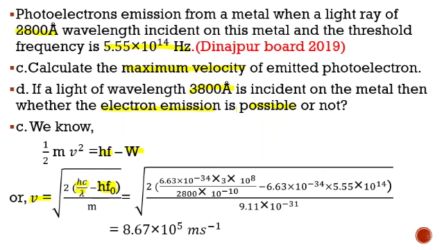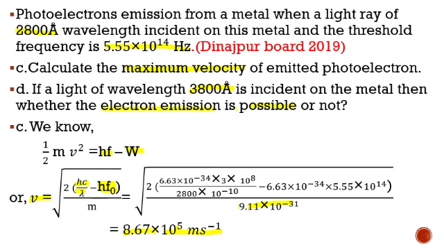Now we will put the values over there. Instead of h we will write 6.63 into 10 to the minus 34, and c is 3 into 10 to the power 8, and f0, that means the threshold frequency which is available in the question, 5.55 into 10 to the power 14, and mass of the electron 9.11 into 10 to the minus 31, and the answer came 8.67 into 10 to the power 5 meter per second. So this is the value, and meter per second is the unit of velocity. In this way we can find out the maximum velocity.